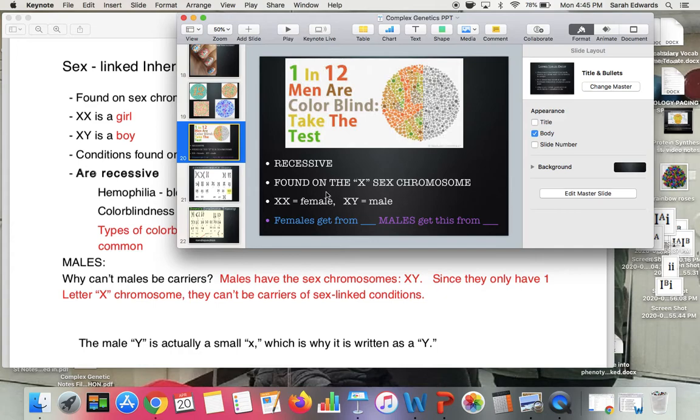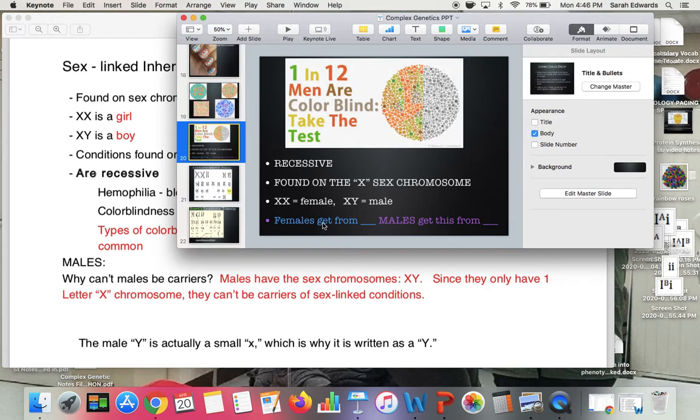This condition is found on the X sex chromosome. And there are 2: there's an X and then there's a Y. If you have 2 X's, you are a female. If you have 1 X and 1 Y, you are a male.